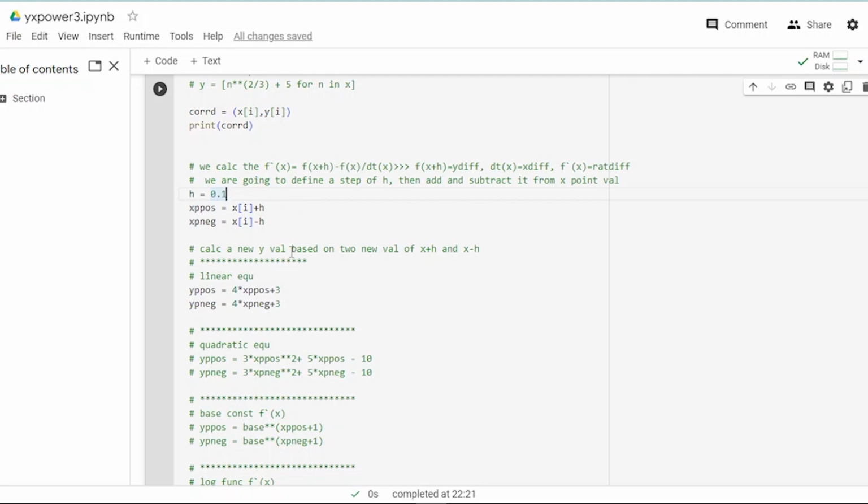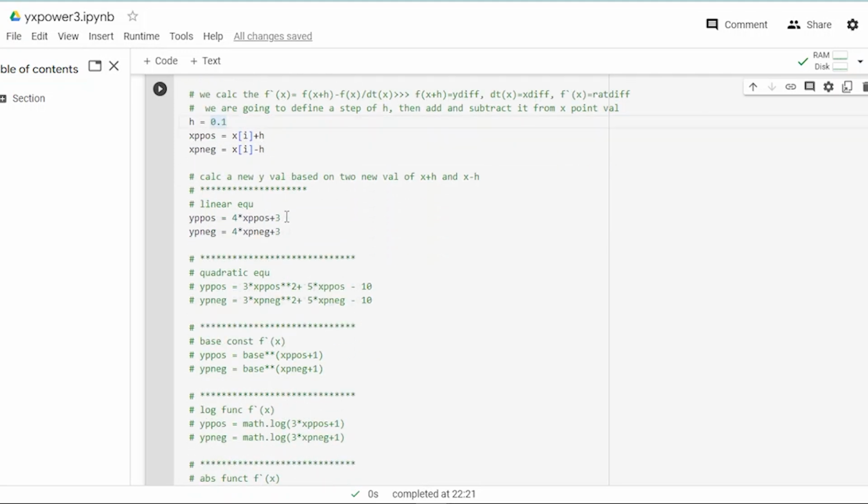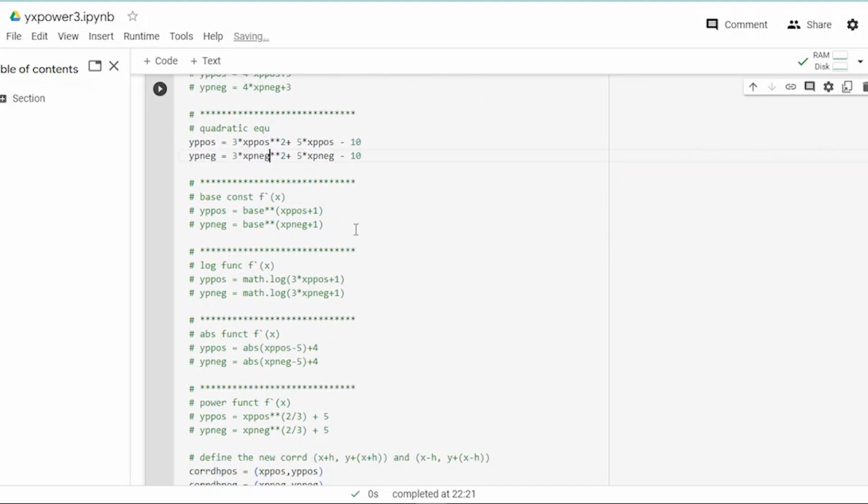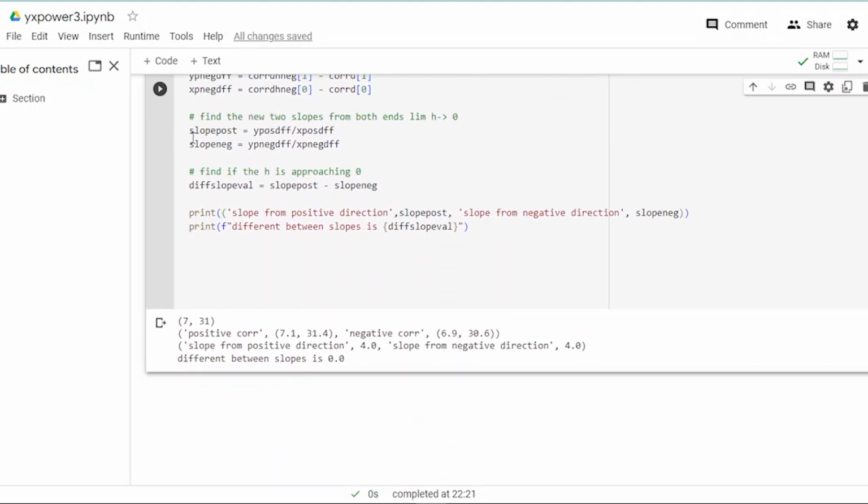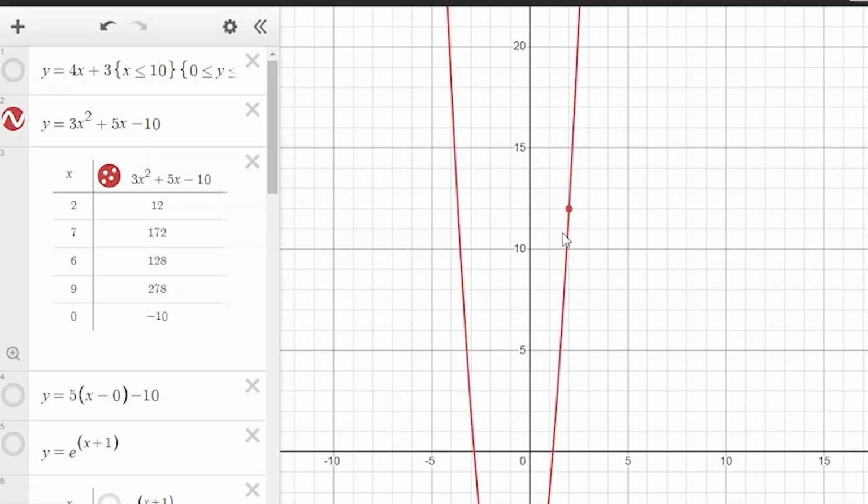And let's just start with this big step. So first of all, right? And then we got now two new values to the quadratic equation in a positive direction, negative direction, and the rest of the steps are the same. So let's go ahead and run this code and see what we get. So we get 2 and 12, which is this point here.